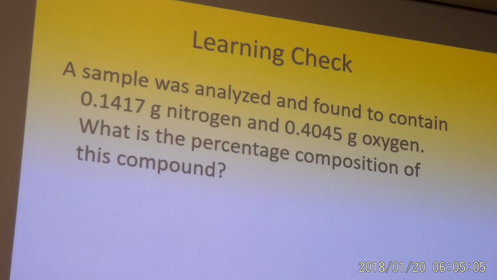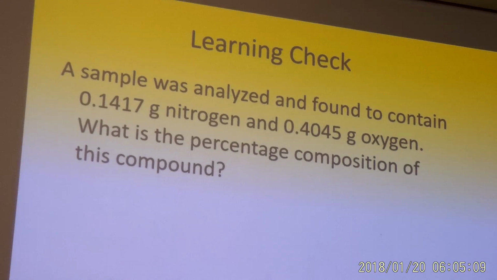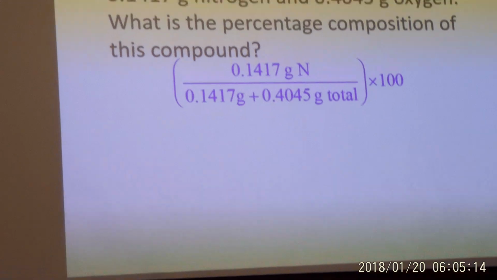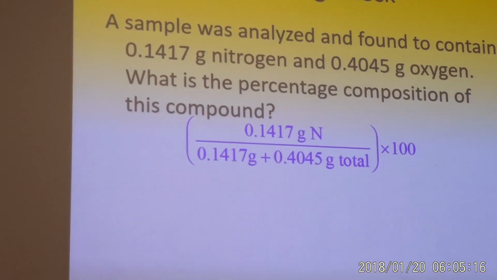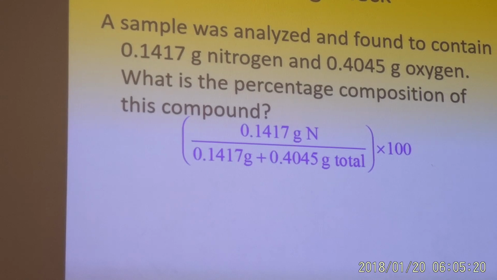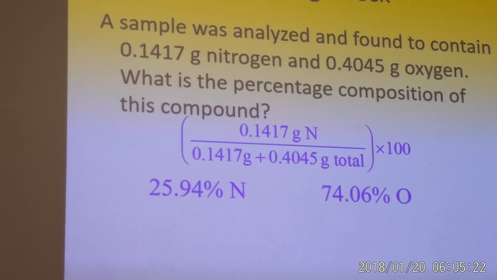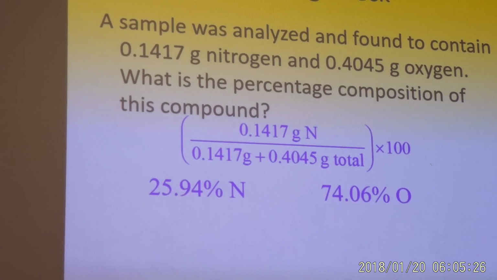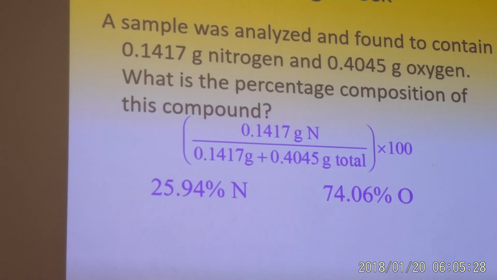Okay, we add them together. That'll be our total mass. So what do we got to do here? We got to add them together. And if we want to find percent nitrogen, we take our mass of nitrogen over the total, right? Very good. Who got that one? Raise your hand if you got that one. Okay, good.